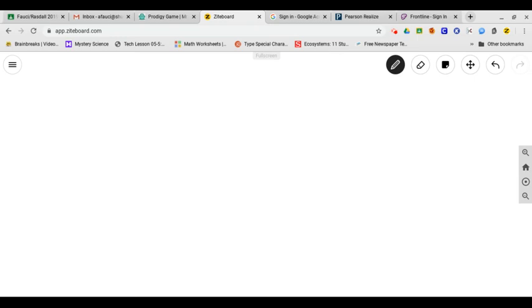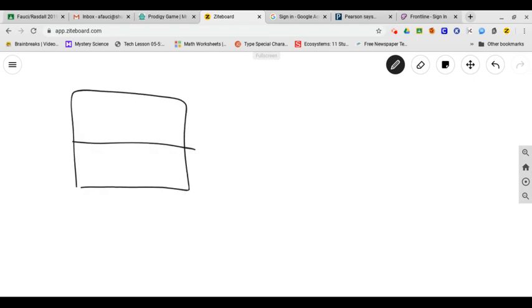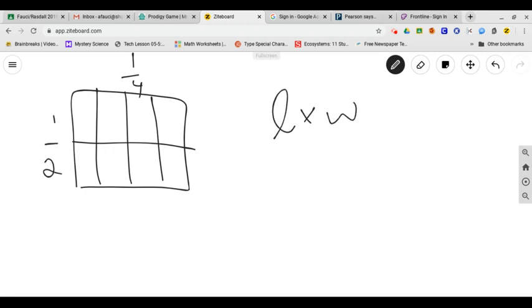Okay, so the first example, I'm just going to show you a picture because they do have some pictures, but they're really easy to understand. So we just drew the fourths on top, and then we drew in my half. Okay, so I have 1/4 and 1/2. Now remember, the formula is length times width. So regardless, it's going to be 1/4 times 1/2.